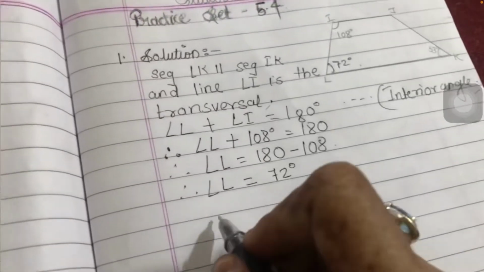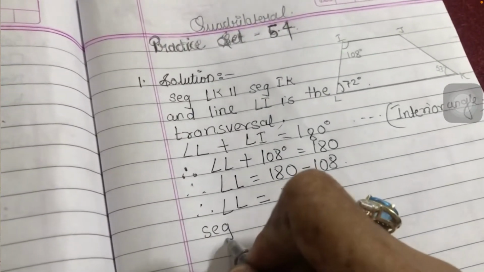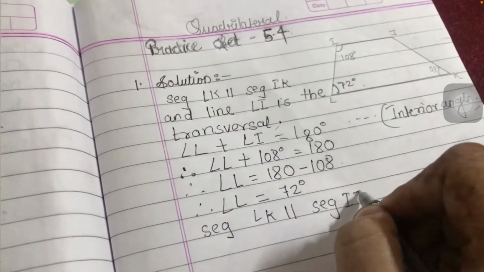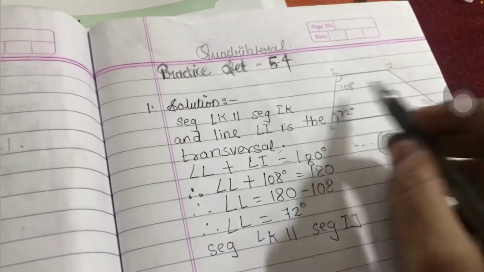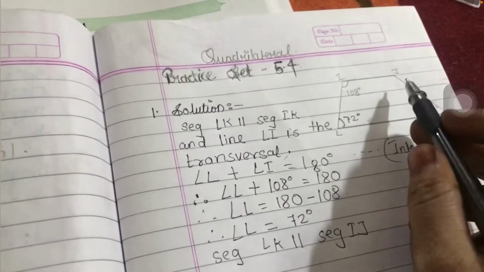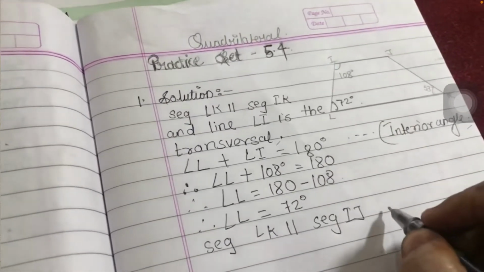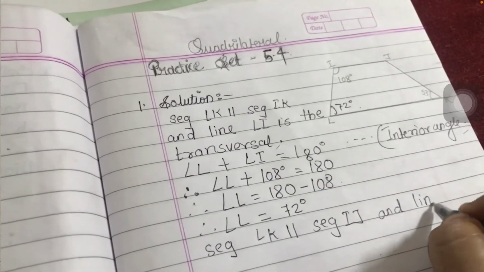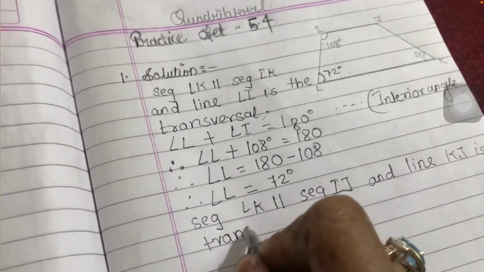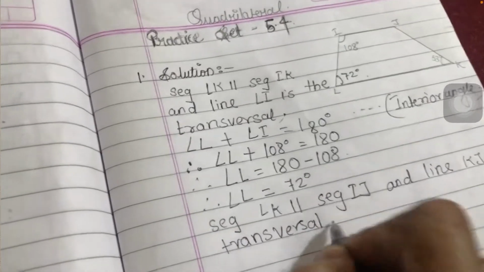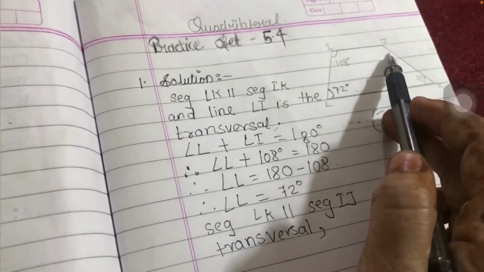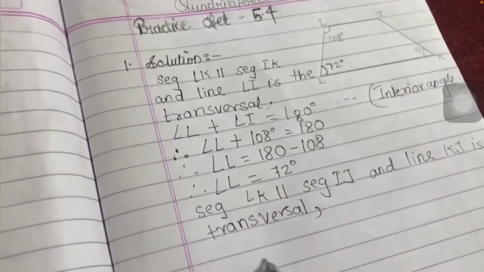Okay. So angle L we got 72 degrees. Now student, segment LK is parallel to segment IJ. Okay. This LK is parallel to IJ. And line KJ, this KJ is the transversal. So angle K plus angle J is equal to 180 degrees, interior angles.